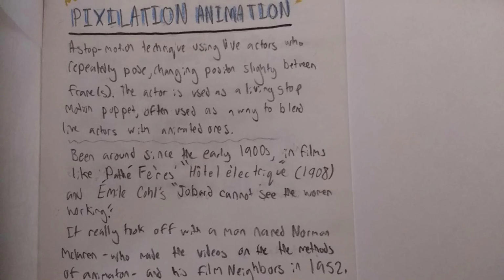Pixilation animation, a stop-motion technique using live actors who repeatedly pose, changing position slightly between frames. The actor is used as a living stop-motion puppet, often used as a way to blend live actors with animated ones. It has been around since the early 1900s in films like Ferrer's Hotel Électrique in 1908 and Emile Cohl's Joueur Cannot See the Woman Working in 1911.